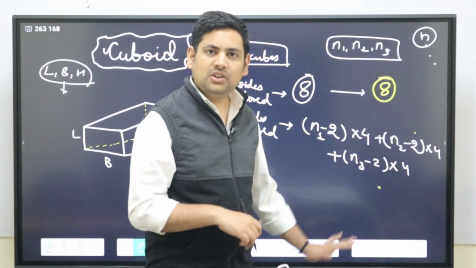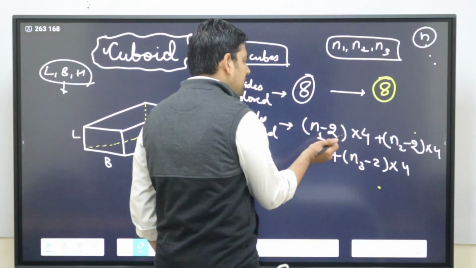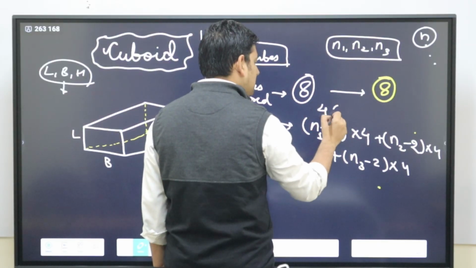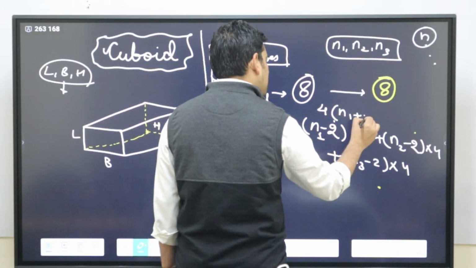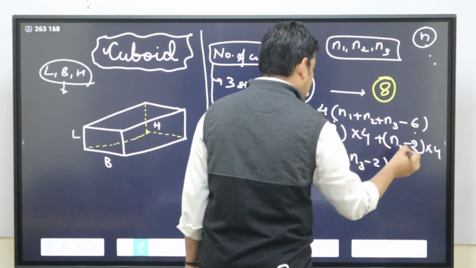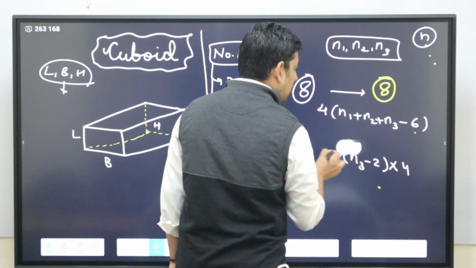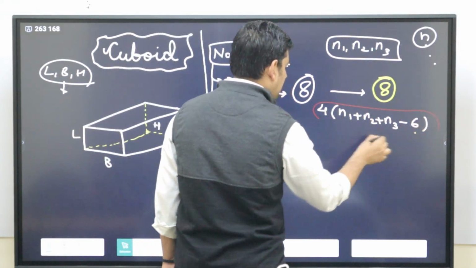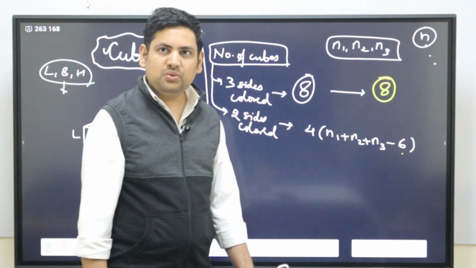If I have to write all of them in short, can you see I can take 4 common in all of them? And eventually I can get to this. So if I take 4 common, what I'll get? I will get 4 into n1 minus 2 plus n2 minus 2 plus n3 minus 2. That is n1 plus n2 plus n3 minus 2 minus 2 minus 2, minus 6. Okay, so now this is our formula that we need to remember. Usually we don't remember this and just expand it using the original formulas that we know for cubes. So this is for 2 sides painted.